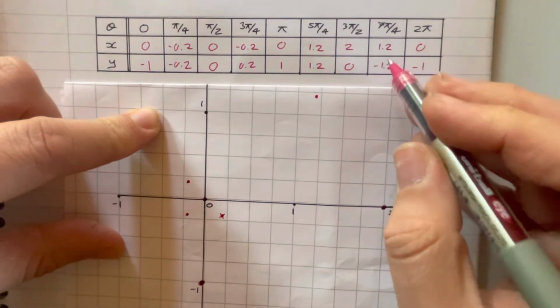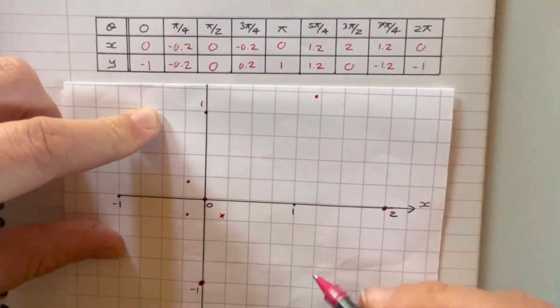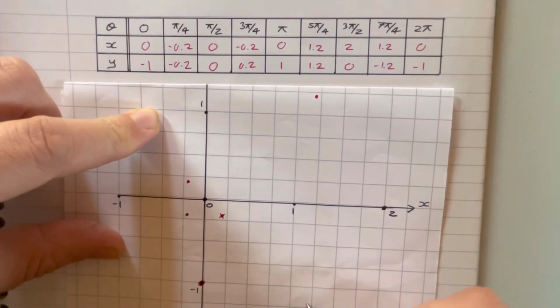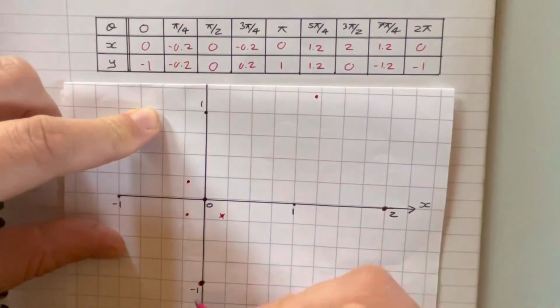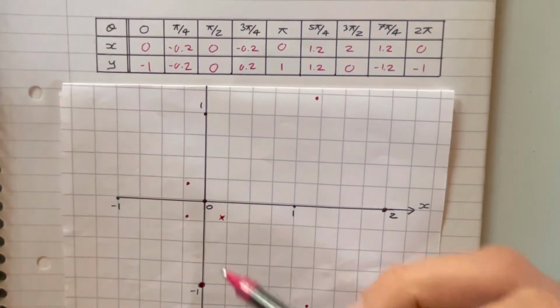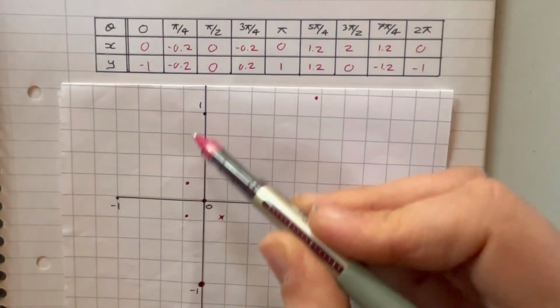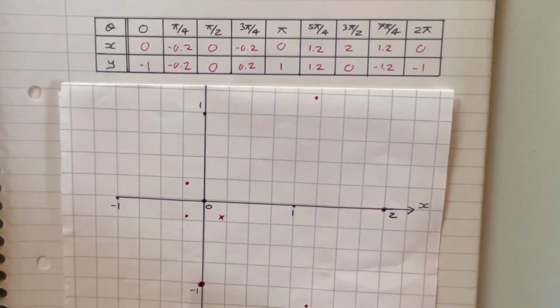And then 1.2, minus 1.2 is going to be there. And then we're back at 0, minus 1 again, so we're back there again. So it goes from here to here to here to here to here to here to here to here and round. Okay, so we can join that up with a smooth curve.